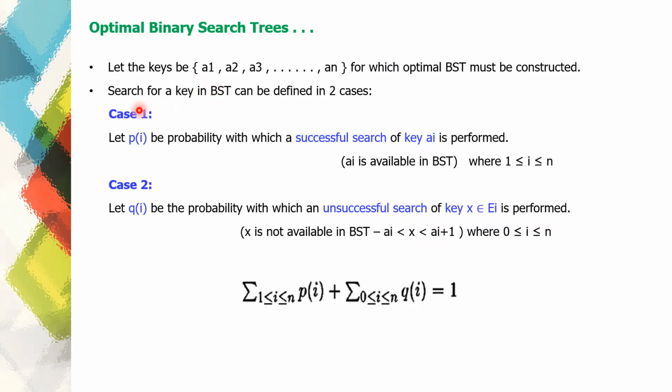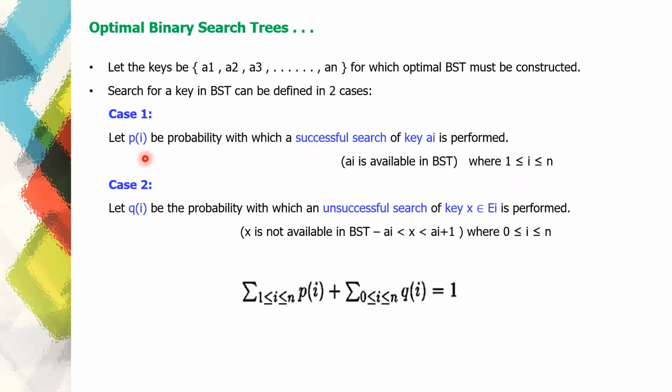Now, as I'm saying, searching for a single key. Whenever you search for a key, there will be two cases. It may be a successful search or it may be an unsuccessful search. If you are searching for some key AI, where I is between 1 and n, that is, maybe you are searching for A1, A2, A3, or so on up to AN, and if you are searching for any key AI which is available in the tree, then you'll be able to find the key, and that will be a successful search.